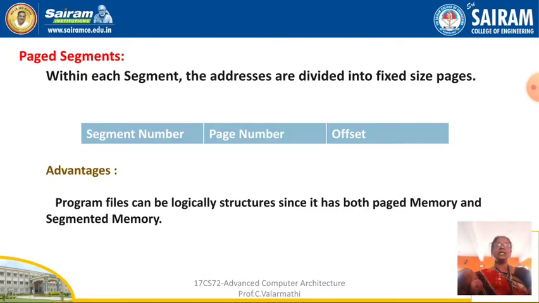Then if we combine paging technology with segmentation technology, one more concept evolves. That technology is called paged segment. In a paged segment, the addresses within each segment are divided into a number of pages. So the segment is the outermost part, and within the segment the addresses are again divided into fixed size pages. That technology is called paged segment. When you take a paged segment, the address consists of three fields: the segment number, the page number, and the offset.